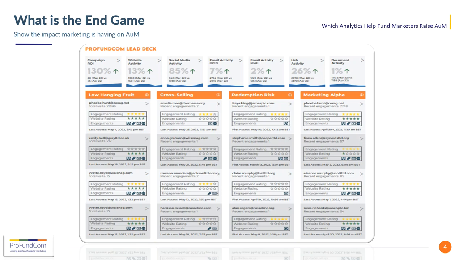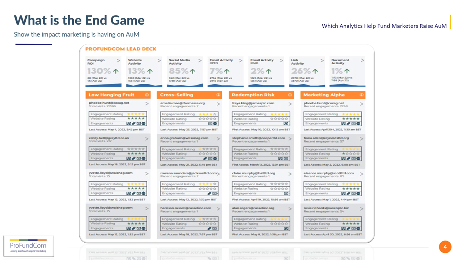And marketing alpha, which is probably the most successful part of our lead deck, gives you the ability to see who are your prospects who have been dormant for the last 6 months, but in the last month are showing an increased activity around your digital marketing, around email, website, social, investor portal, fund center, and the like.